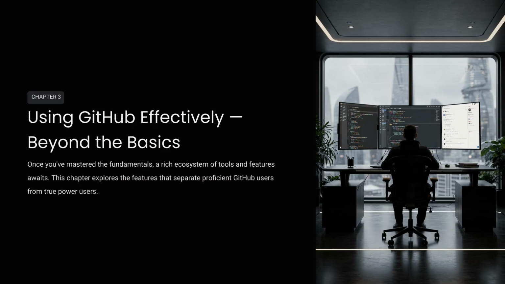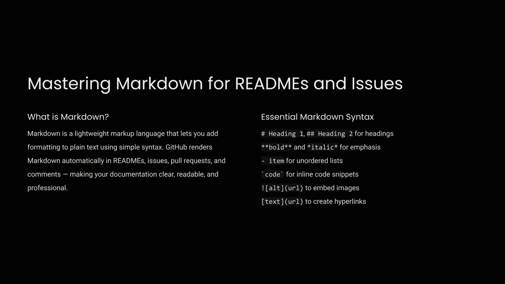Chapter 3 covers using GitHub effectively beyond the basics. We will explore features that separate proficient GitHub users from true power users, focusing on the rich ecosystem of tools and features available. Mastering Markdown is essential for READMEs and issues. Markdown is a lightweight markup language that adds formatting to plain text, making your documentation clear and professional across GitHub.